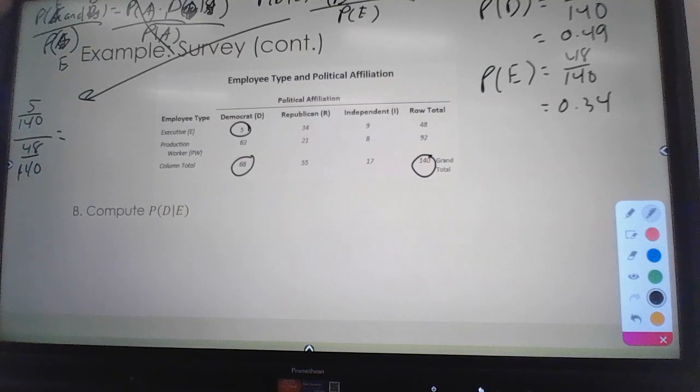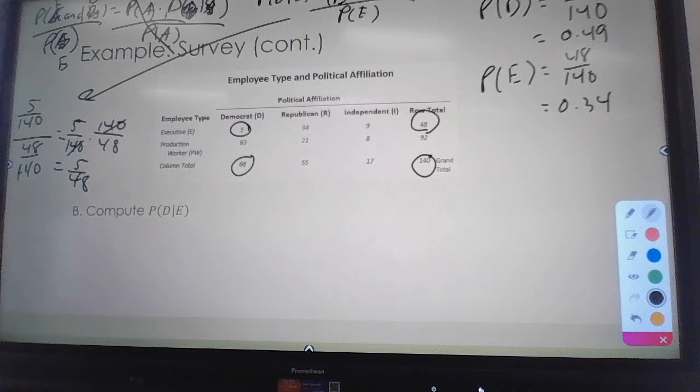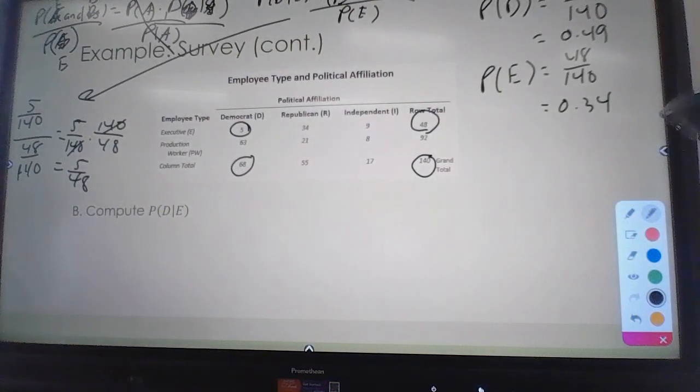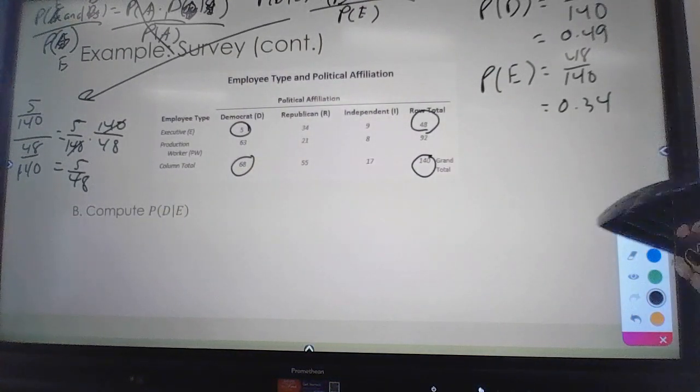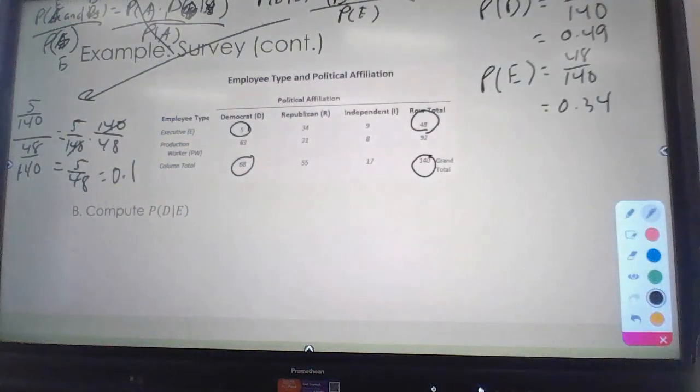Whenever you divide fractions, of course, you take the first fraction and multiply it by the reciprocal of the second fraction. So that's 5 out of 48. What's the 48? It's the number of total executives I already have. So if I calculate 5 divided by 48, I get 0.1. There's my conditional probability.